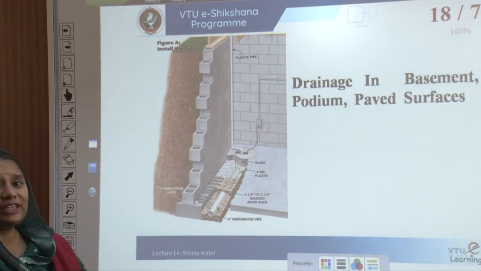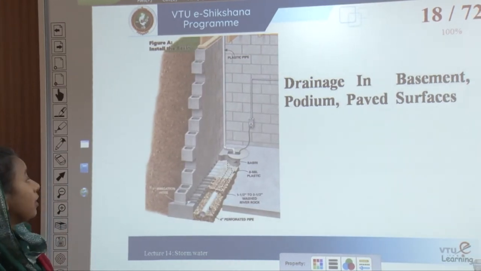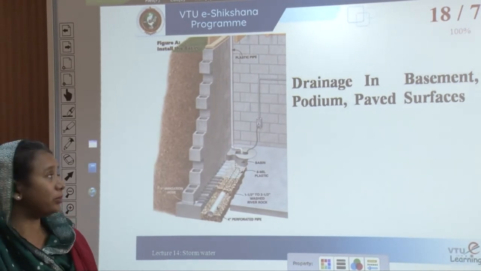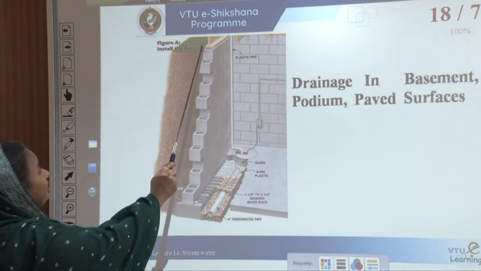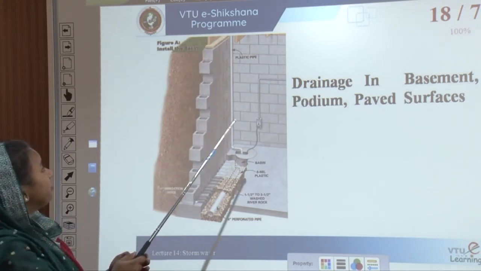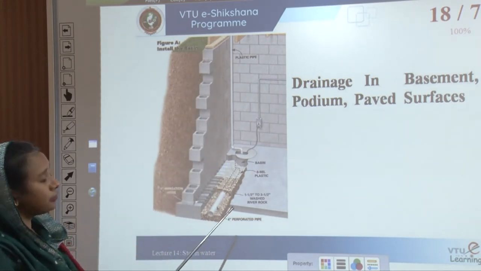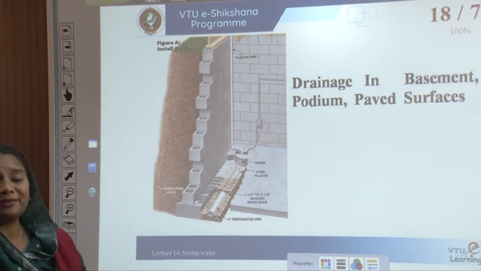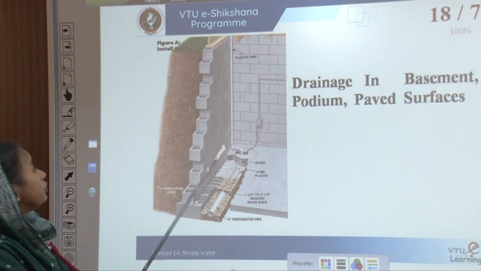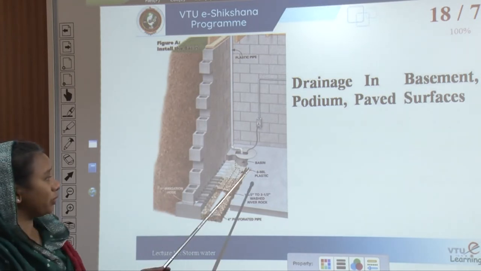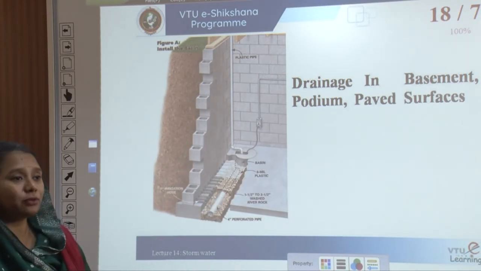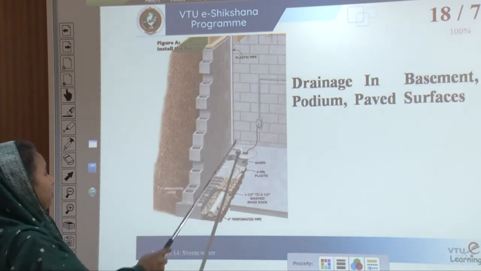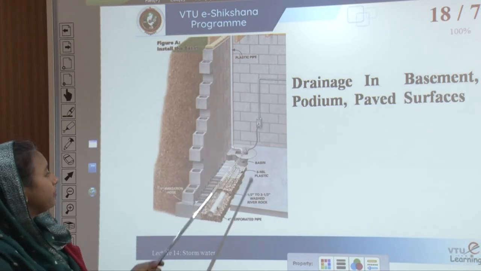What happens in the drainage in basements or even in the drainage in paved surfaces, which could be anything below the ground level? Now, for example, if this is the ground level and you see that there are spaces which are designed below the ground level, also called basements. Now, these basements would also have toilets or anything that is going to let out water.